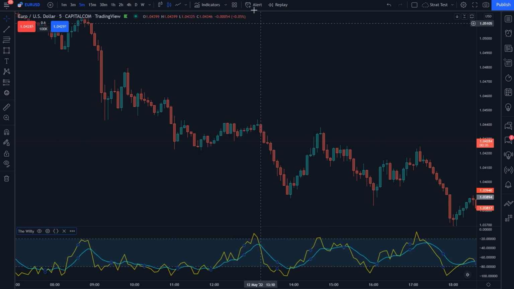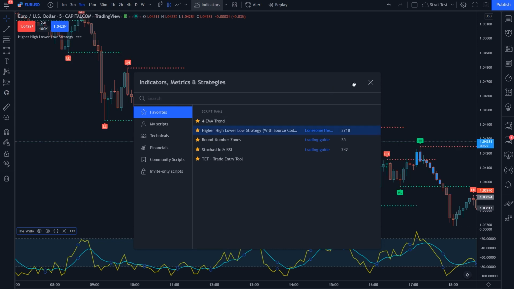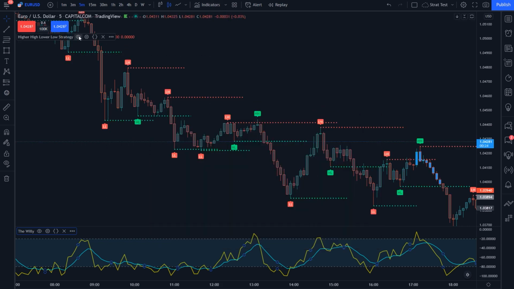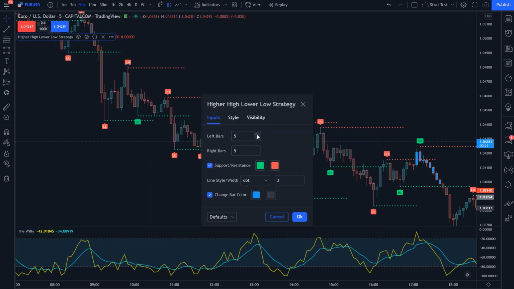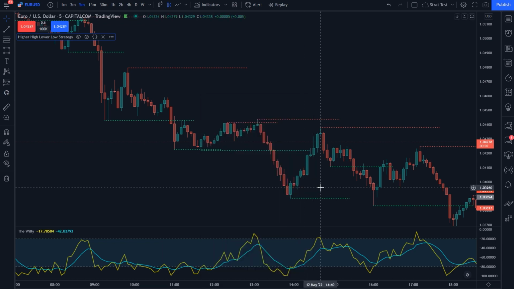To visualize the highs and the lows in the chart, I use the higher high, lower low strategy indicator, like I do most of the time. In the settings, I set the left and right bars to 6, decrease a bit the width of the lines, and disable the labels and the bar color. Okay, now we can easily see the lows and the highs in the chart, and here we have lower lows and lower highs, so this is a downtrend.